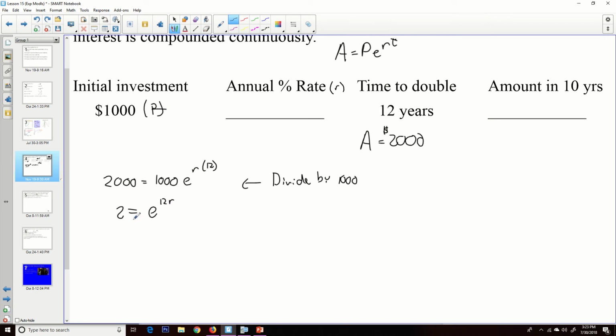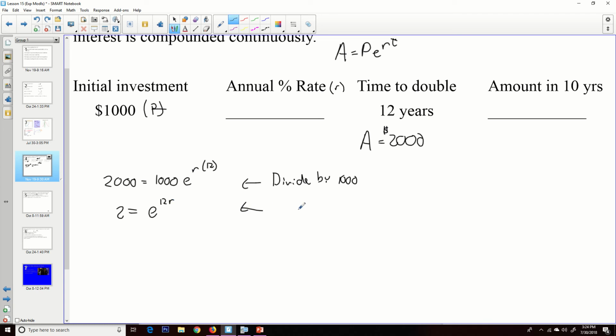So it really doesn't matter how much you start with if you're talking about time to double, and you may see something like that later on a quiz or something, but just keep that in mind. If they give you a doubling time but don't give you the initial amount, the shortcut is to make the initial amount 1 and the double amount 2, and that saves us a little bit of work.